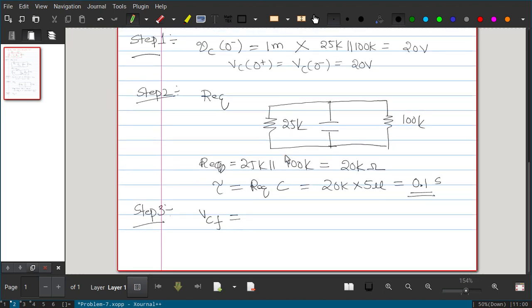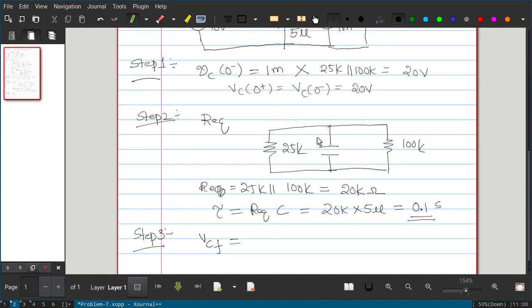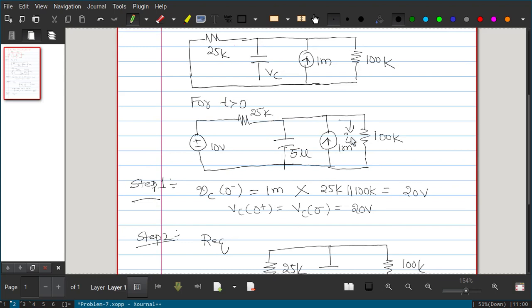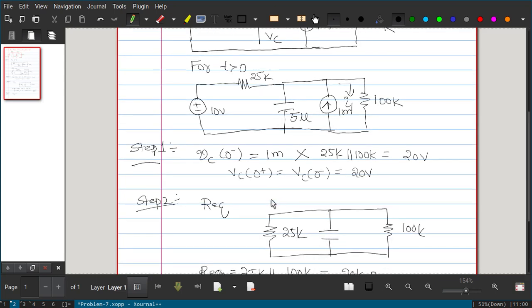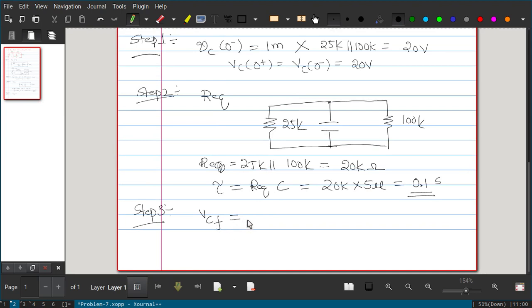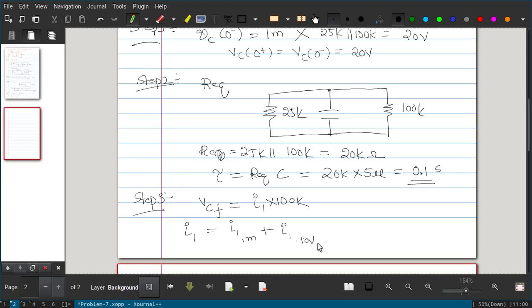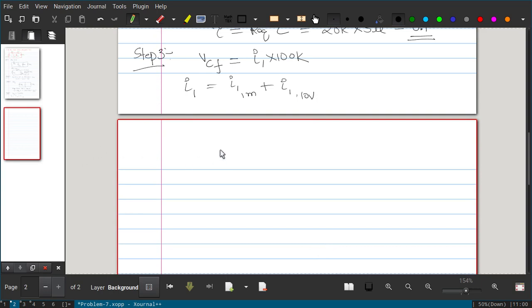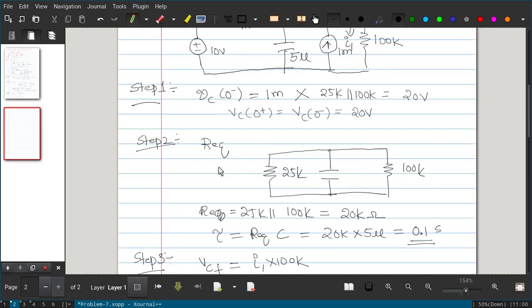Okay, so VC of F, I will call this current I1. So this VCF is nothing but I1 into 100k. But this I1 is due to two factors. One is I1 of 1 milliampere, another one is I1 of 10 volt. Okay, so what is this 1 milliampere? Due to 1 milliampere, that time you should not consider 10 volt. 10 volt will be deactivated.